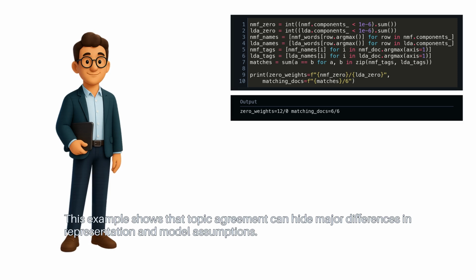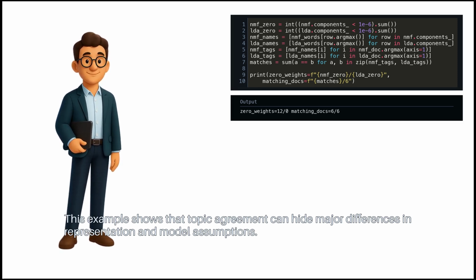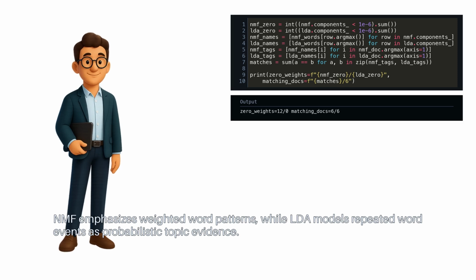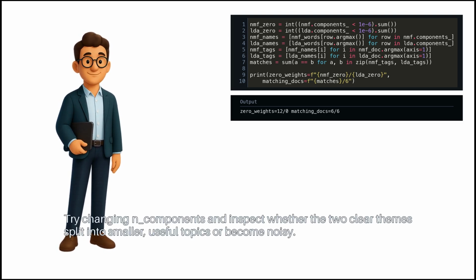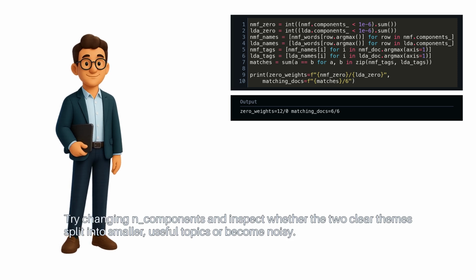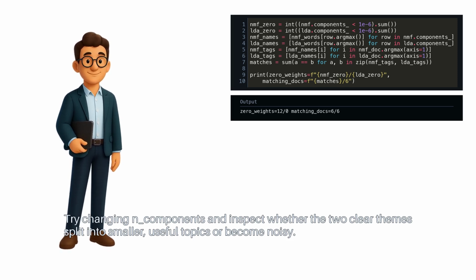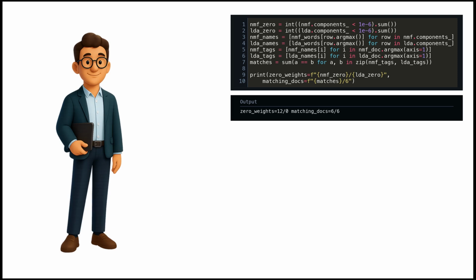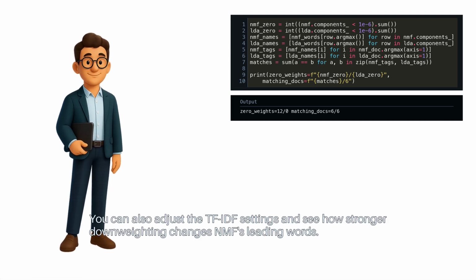This example shows that topic agreement can hide major differences in representation and model assumptions. NMF emphasizes weighted word patterns, while LDA models repeated word events as probabilistic topic evidence. Try changing n_components and inspect whether the 2 clear themes split into smaller, useful topics or become noisy. You can also adjust the TF-IDF settings and see how stronger downweighting changes NMF's leading words.